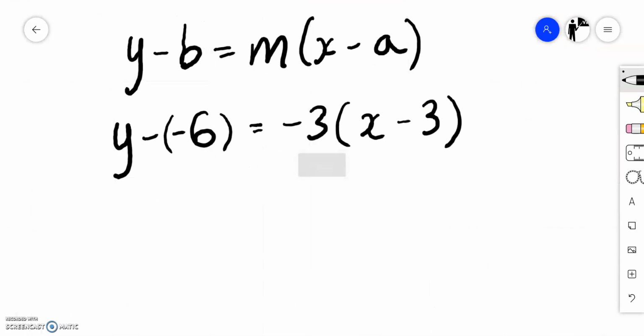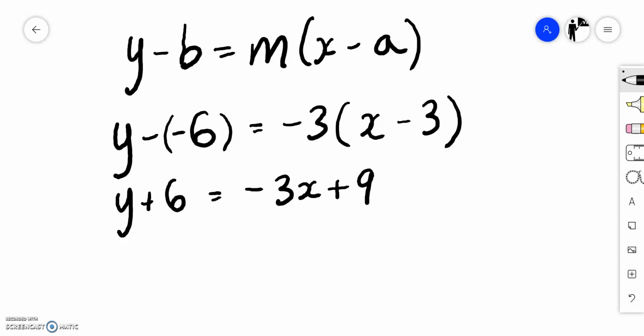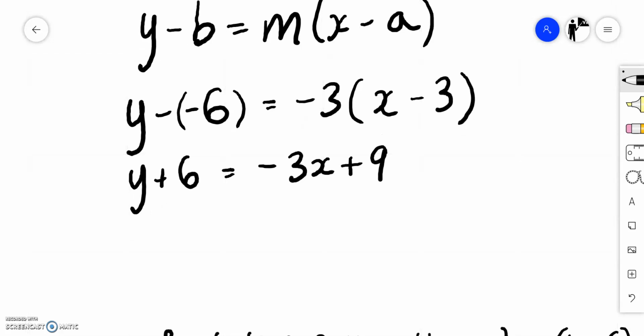From here, it's just a case of simplifying. That's going to be y plus 6 is equal to minus 3x plus 9. And if we want to make it into the form y equals mx plus c, we'll subtract 6 from both sides. That's going to be minus 3x plus 3. So from this form, we can say that the gradient is negative 3 and the y-intercept is 3.